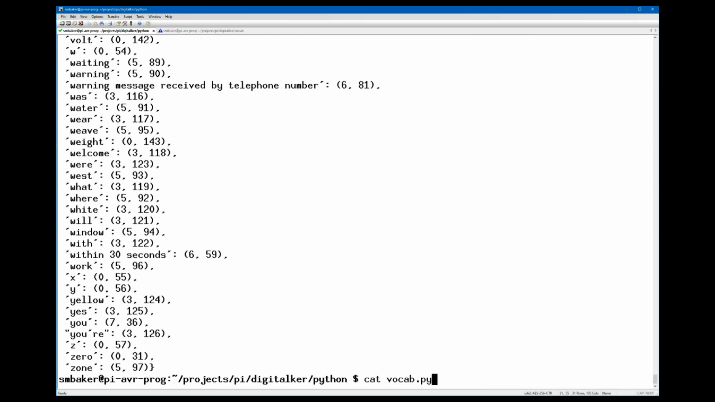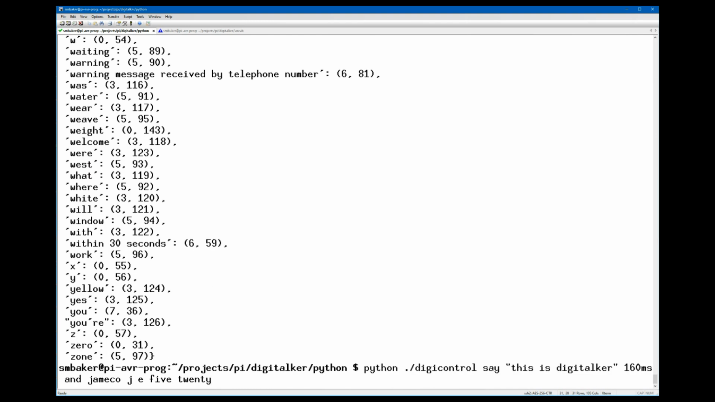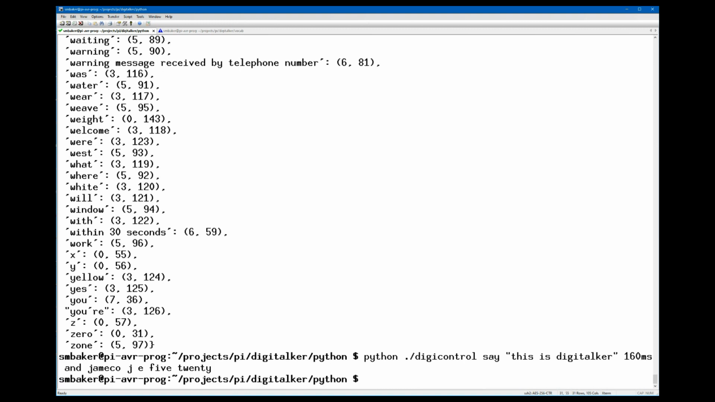So I can tell my tool to just say these words. I called my tool DigiControl, and I'll tell it to say "this is Digitalker," then insert a 160 millisecond pause, and then say "and Jameco JE520." That will use two different ROMs, the National Semiconductor SSR1 and 2, and then the JE520, because the word Jameco is in there. So let me go ahead and push this. This is Digitalker and Jameco JE520.